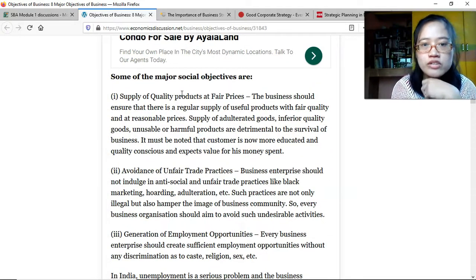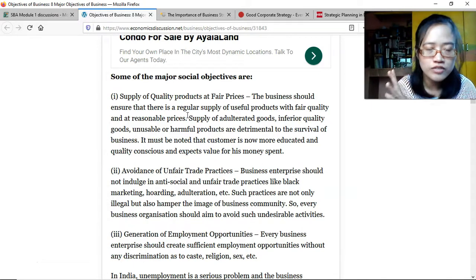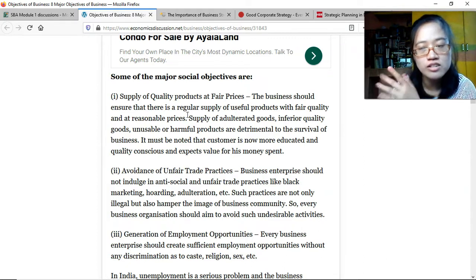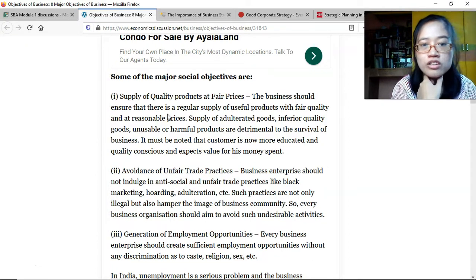Some of the major social objectives are supply of quality products at fair prices. Okay, you just have to ensure that the products are all great quality, tapos affordable prices or fair prices. Okay, kumbaga reasonable. The business should ensure that there is a regular supply of useful products with fair quality and at reasonable prices. Okay, I think this would apply to essential, tawag dito, necessity, mga products na necessity naman talaga ng mga tao.